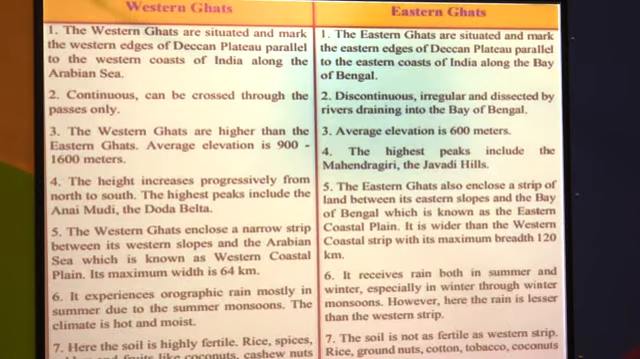See the next difference. The Western Ghats enclose a narrow strip between its western slope and the Arabian Sea, which is known as the western coastal plain. Its maximum width is near about 64 km. The Eastern Ghats also enclose a strip of land between its eastern slope and the Bay of Bengal, which is known as the eastern coastal plain. It is wider than the western coastal strip, with its maximum breadth 120 km.